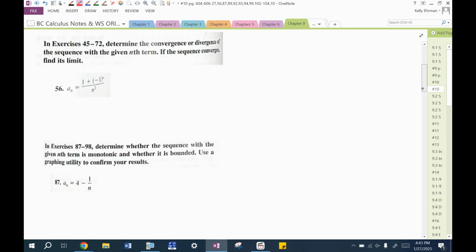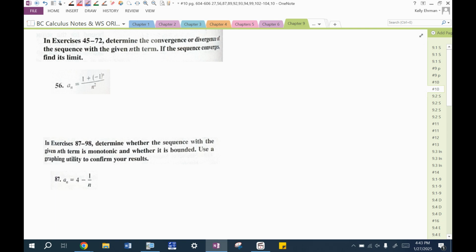All right. For this one, determine the convergence or divergence of the sequence given the nth term. If the sequence converges, find its limit. So when you're determining convergence or divergence, you can just start right away with taking the limits as n approaches infinity. My pen's not working very well today. There we go. So you could break this up if you want to, 1 over n squared. Or you can leave this. I think I'm going to leave this one.